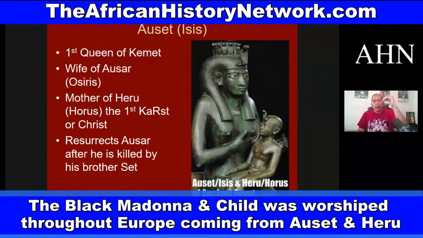Okay. So Bastet, the first queen of Kemet in the mythology, wife of Asar, mother of Heru. Heru is the first Ka-rest, or what we call Christ, because Christ is a title, not a name. Christ meaning anointed or anointed one, coming from the Kemetic word Ka-rest, Ka meaning spirit, rest meaning to rise. Ka-rest means the rising of the spirit. This is a very ancient concept, okay? And he resurrects Asar after Asar is killed by his brother Set.